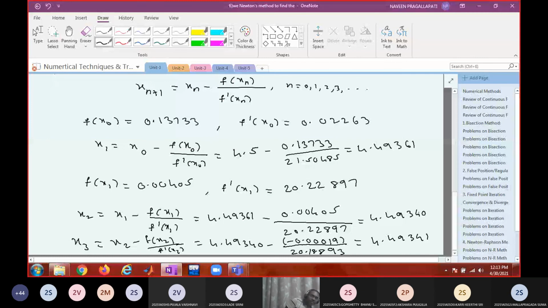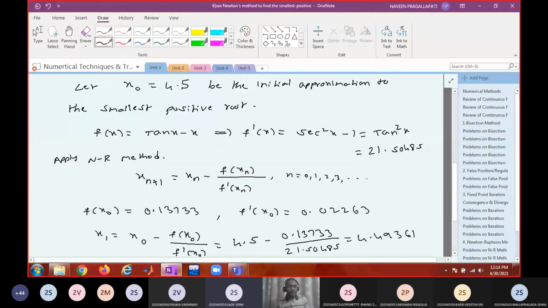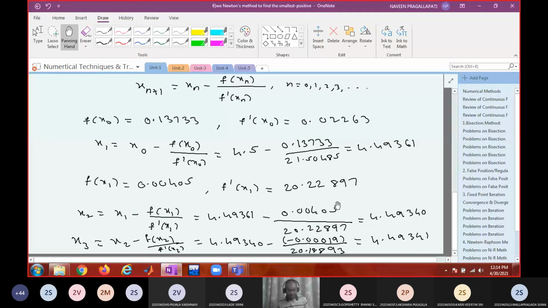Okay. So now you see you got a convergent sequence, right? With a small change in the value, the divergent sequence became a convergent sequence. That's why I said your initial approximation must be sufficiently closer to the exact root. So spend some time to choose the initial approximation. Make sure the magnitude of the initial functional value is less than 1. If that is the case, you are most likely to get a convergent sequence.